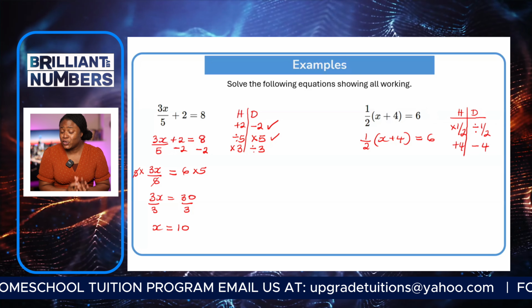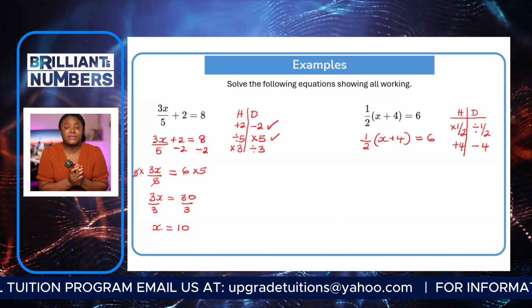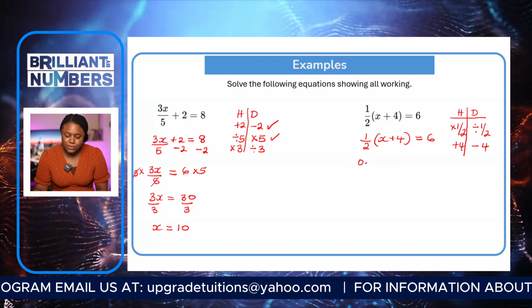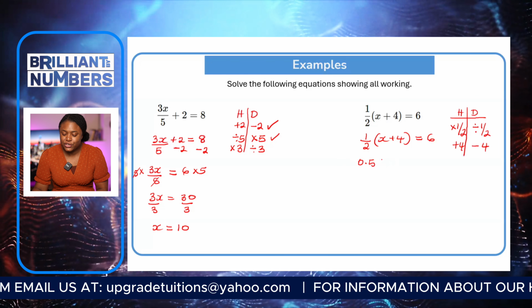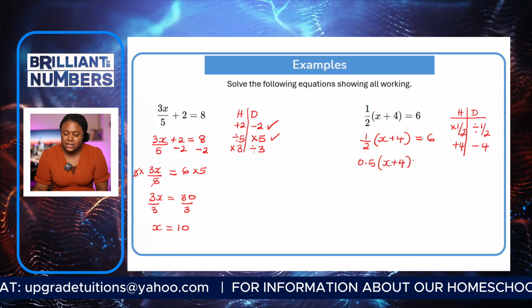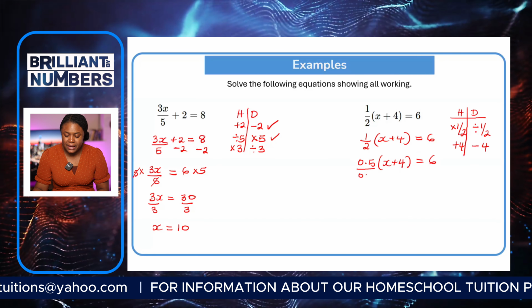So first thing we've got to do, in order to get access to x, we've got to take care of that half first. So I'm just going to write it here as 0.5 to make it easier for you. So I'm going to write 0.5(x plus 4) is equal to 6. So we're dividing both sides by 1/2.